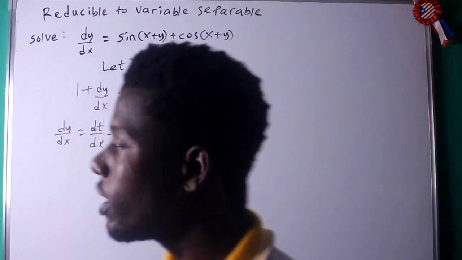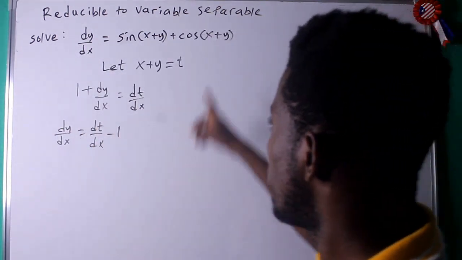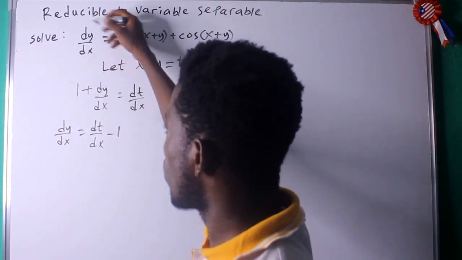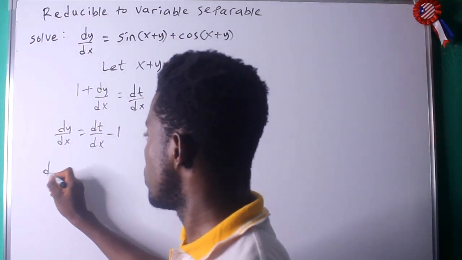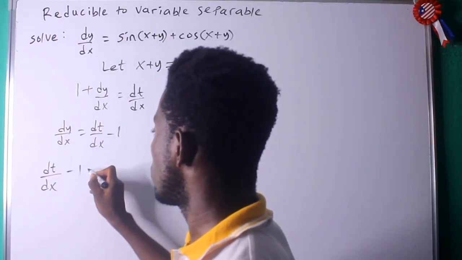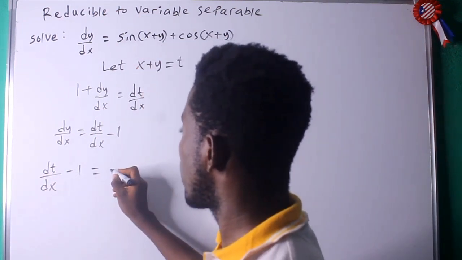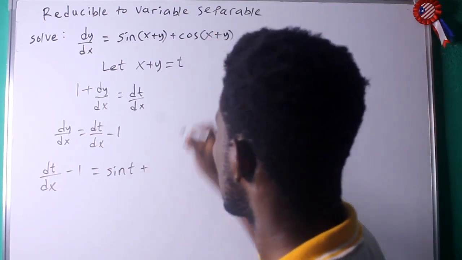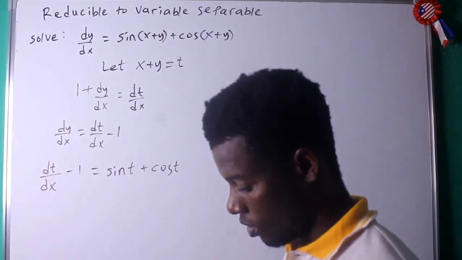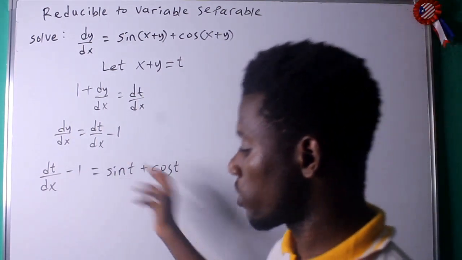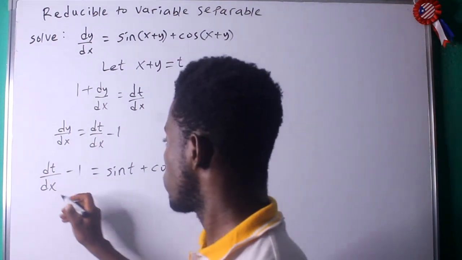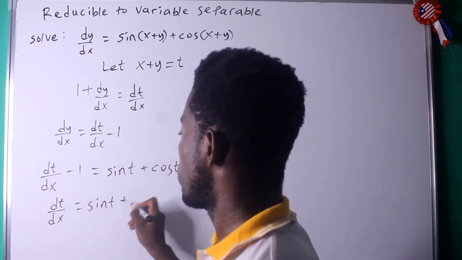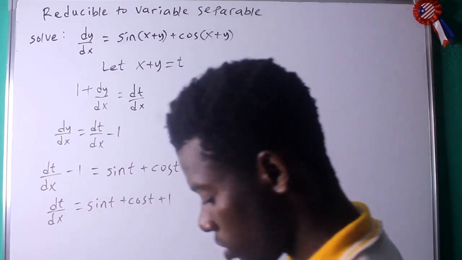And once we've completed that, what we can do is to replace, in this equation, the value of dy by dx. So the equation is dy by dx, in this case dt by dx minus 1, is equal to sine of x plus y, which is t. So sine of t plus cos of t. Great. So to solve this, we send this one across, and we are going to have dt by dx is equal to sin t plus cos t plus 1.